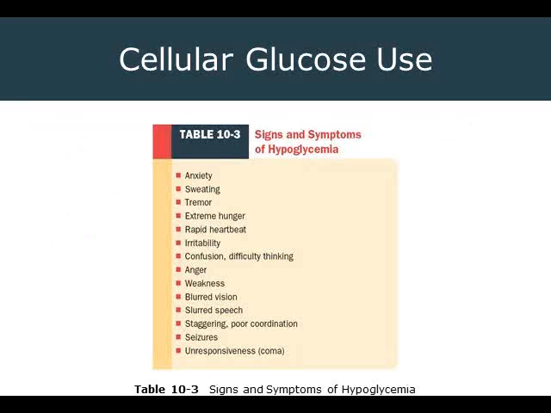So some signs or symptoms of hypoglycemia. Just very quickly, we're not going to dwell much on this because this is a whole other chapter we're going to get to here in just a couple of weeks. But signs and symptoms of hypoglycemia: anxiety, sweating, tremors, extreme hunger, rapid heartbeat, irritability, confusion, difficulty thinking, anger, weakness, blurred vision, slurred speech, staggering, poor coordination, seizures, and unresponsiveness.